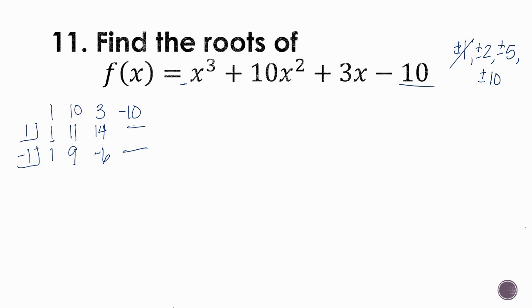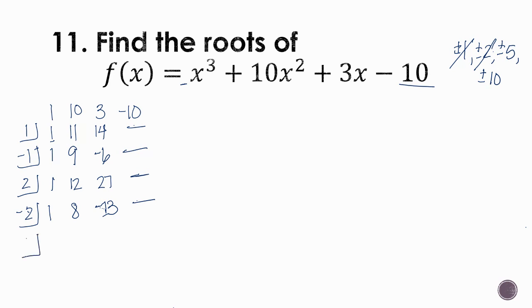I'm going to cross those off, and I'm going to try the 2s. 1 times 2 is 2, plus 10 is 12. This is 24 plus 3 is 27. That's going to be 54, which does not give me 0. Now I'm going to try negative 2. This negative 2 times 1 is negative 2, plus 10 is 8. Negative 16 plus 3 is negative 13. And that gives me 26, which again is not going to be 0. So I'm going to cross that off as well.